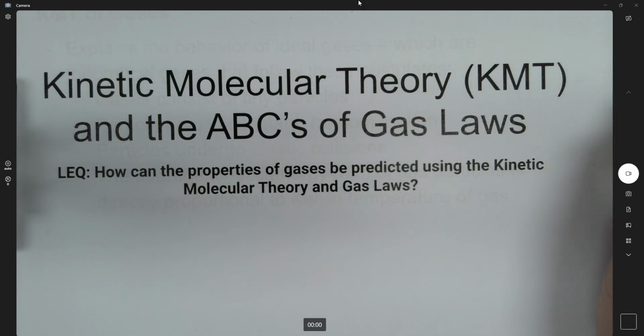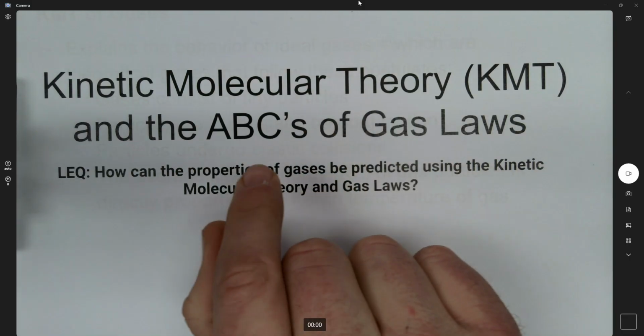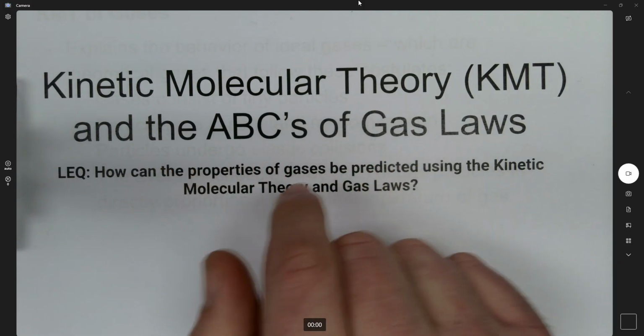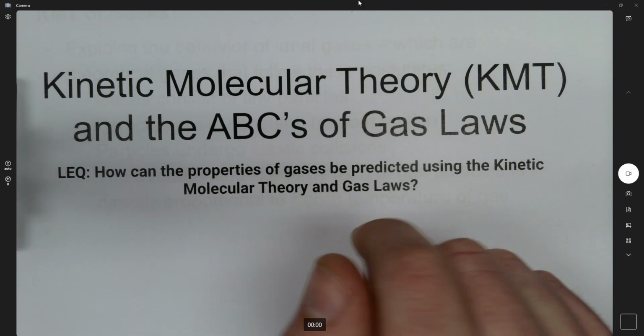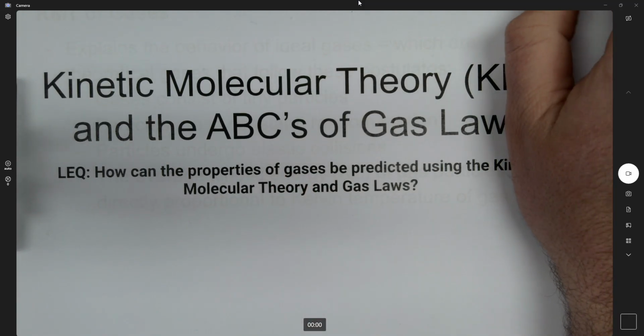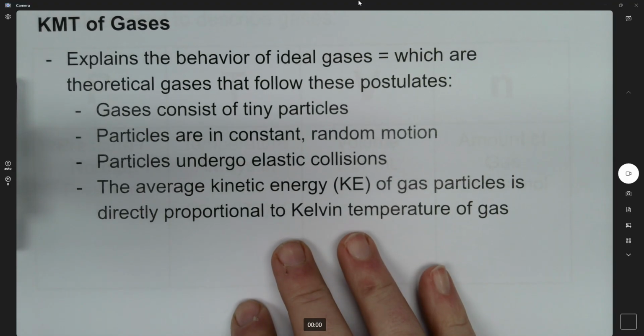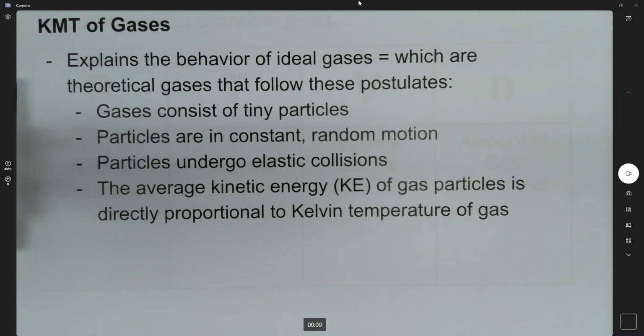As we talk about our kinetic molecular theory, how can the properties of gases be predicted using our kinetic molecular theory and our gas laws? That's what we're going to focus on today. And in order to do that, we have to make some assumptions.